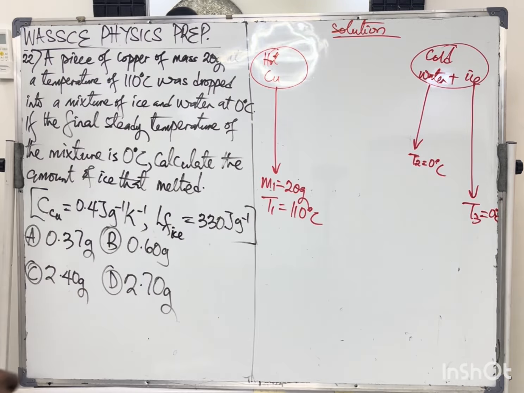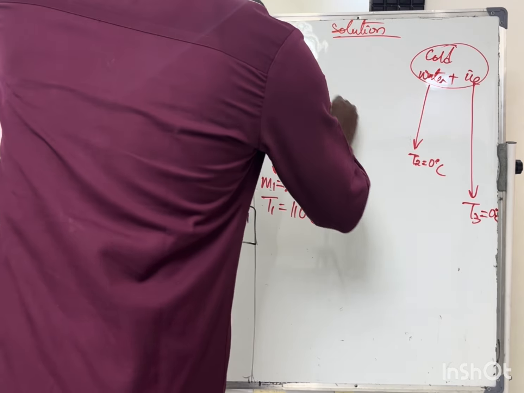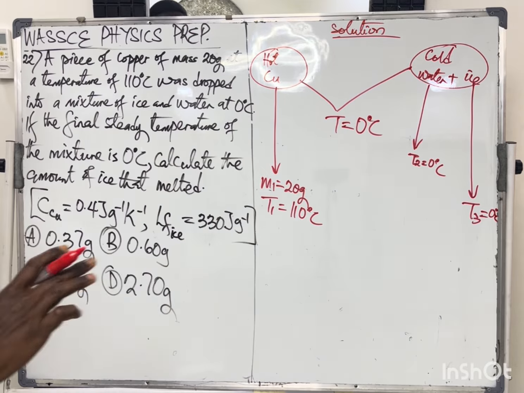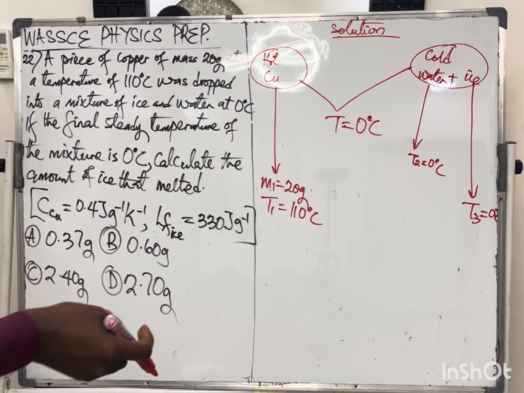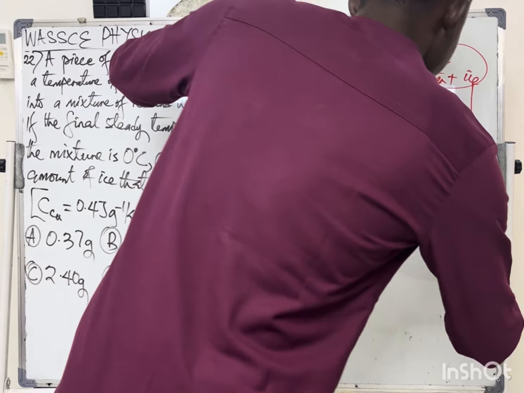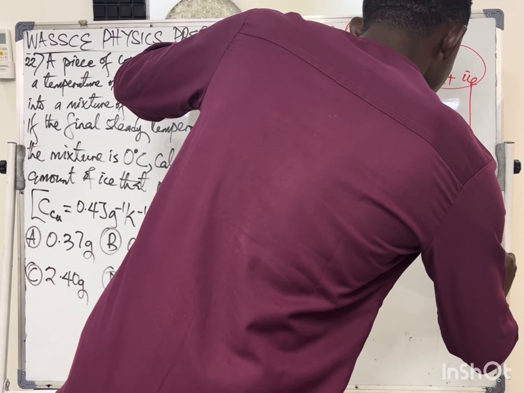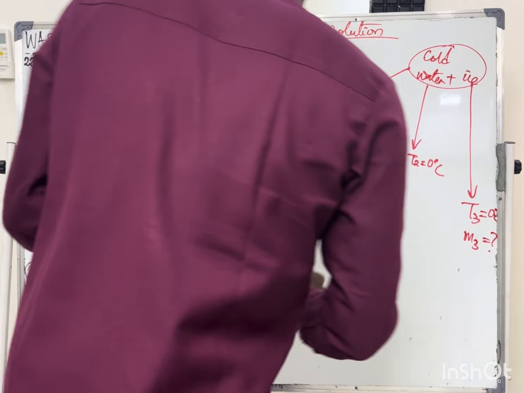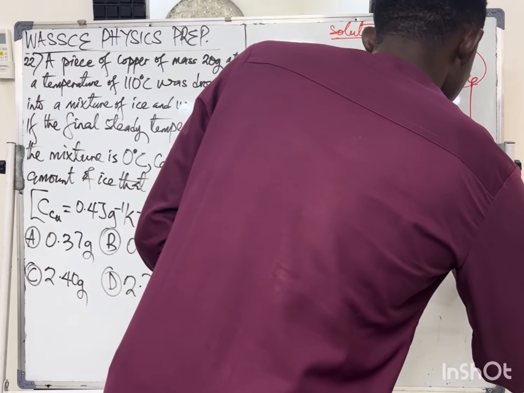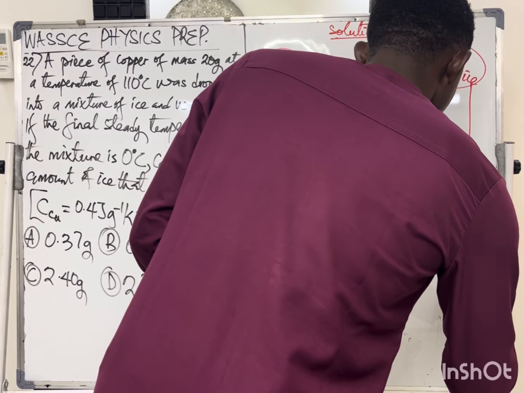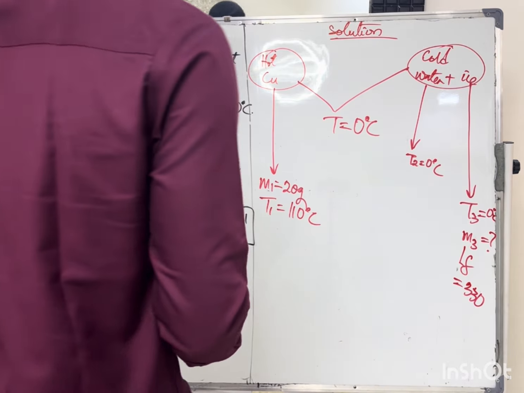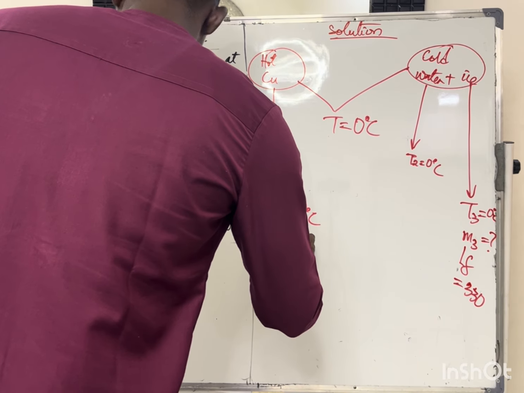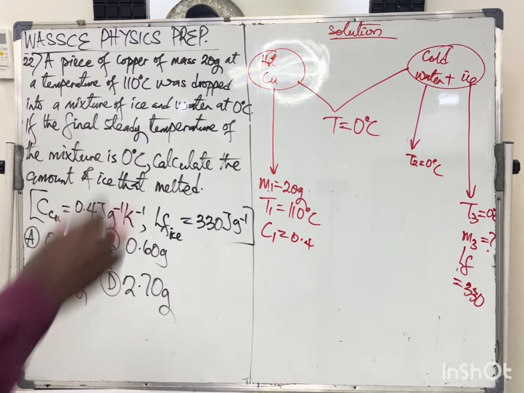Then what else? The final temperature of the mixture. So let me call this temperature of the mixture T, which is 0 degrees Celsius. They say calculate the amount of ice melted, so we are looking for M3, that is, the mass of ice. Although here they gave us the specific latent heat of fusion of ice, and for copper the specific heat capacity C1 is 0.4. I'm just ignoring the units.